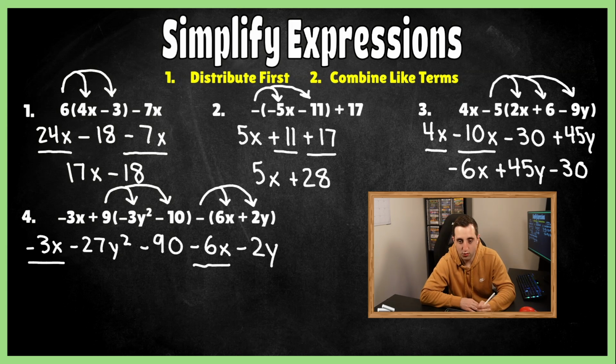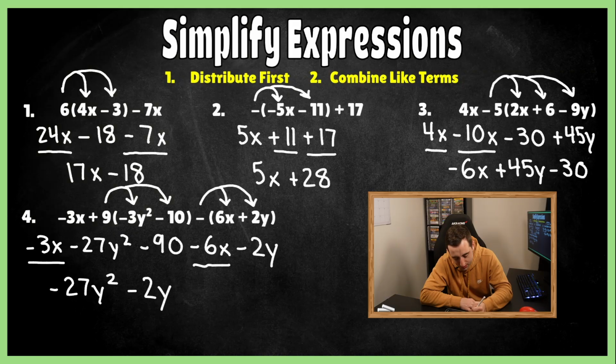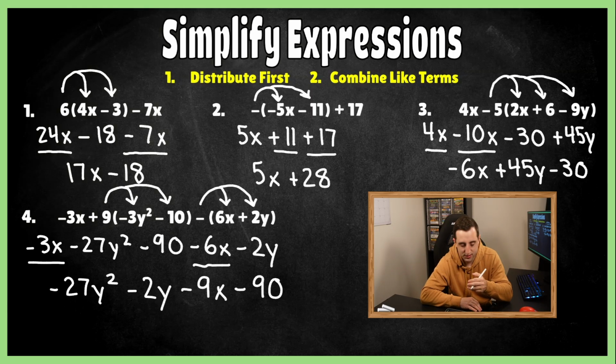However, since it's y squared, we technically write the one with the larger power first. So I'm going to do negative 27y squared first. Then I'm just going to write the y after it because it just kind of matches. So we have minus 2y. And now we're going to go ahead and combine our x's, which is going to be minus 9x. And then finally, we're going to bring down that constant of minus 90. And this is our final simplified expression for number 4.